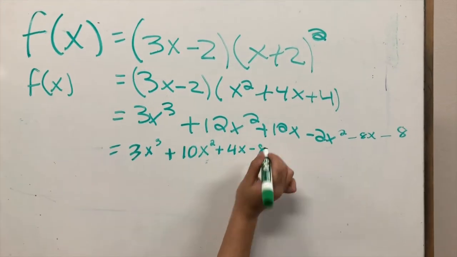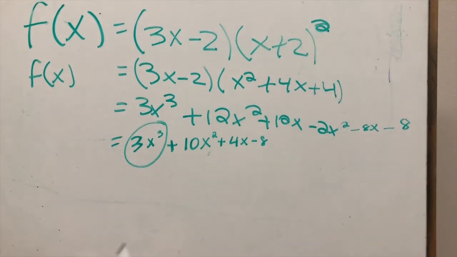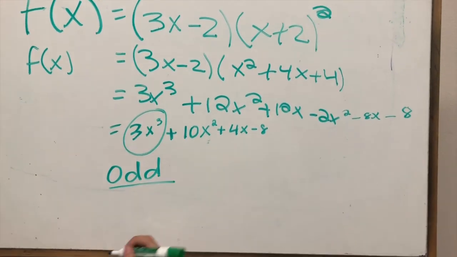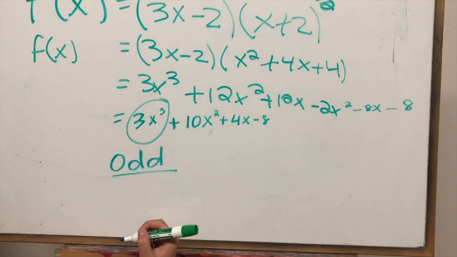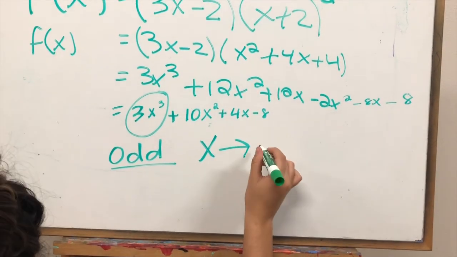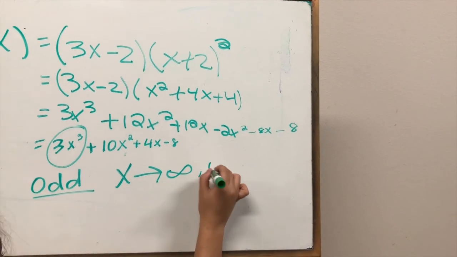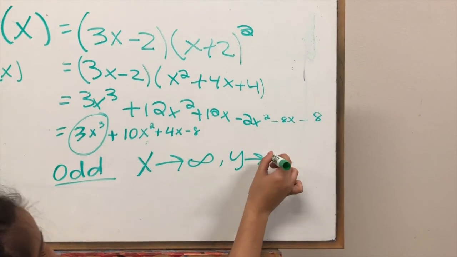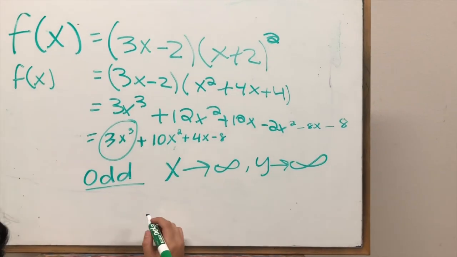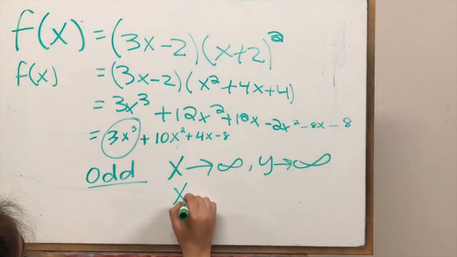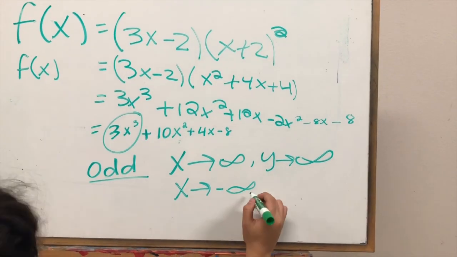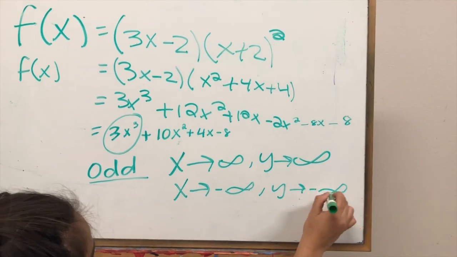The leading term of the polynomial is 3x cubed, and so the end behavior of the function will be the same as the end behavior of 3x cubed. Since the degree is odd and the leading coefficient is positive, the end behavior will be as x approaches infinity, f of x will approach infinity. As x approaches negative infinity, f of x will approach negative infinity.